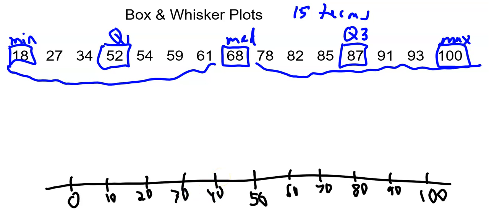So I'm going to plot just those. It's called the 5-number summary. I need the minimum value, which is 18. I'm going to plot it up above here. So about 18 is right there. That's the minimum value. Q1 is 52, so that's right about here. That's Q1. The median is 68, somewhere about here. That's the median.